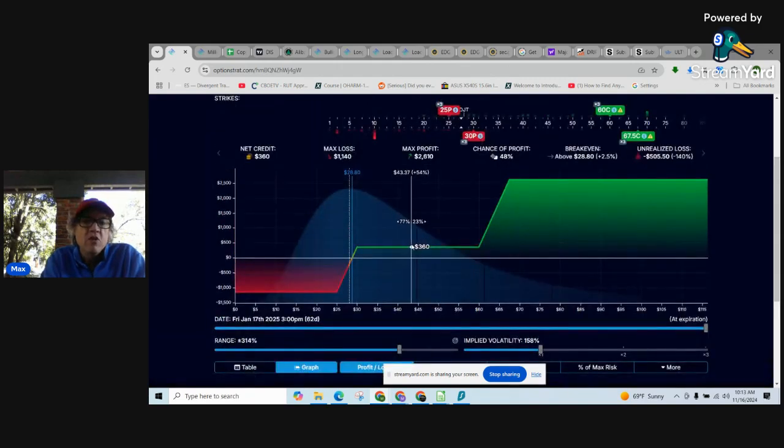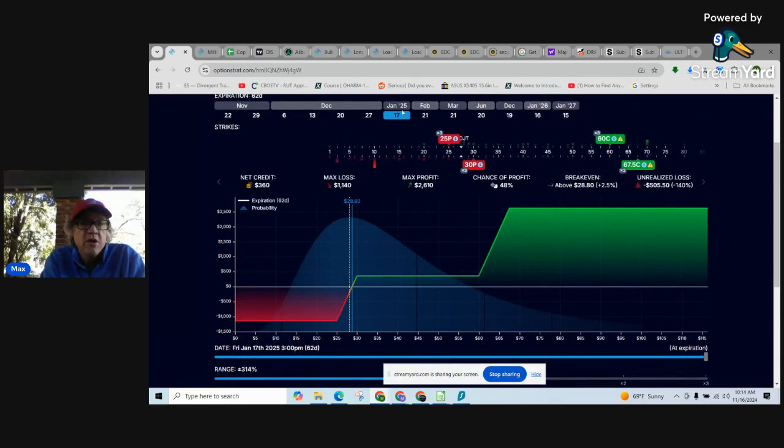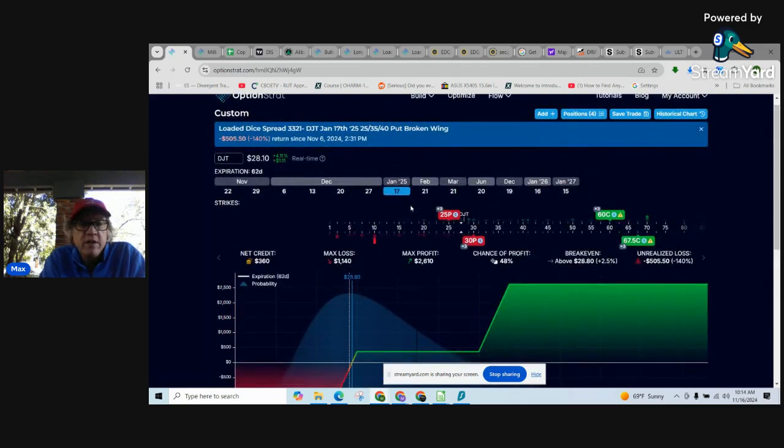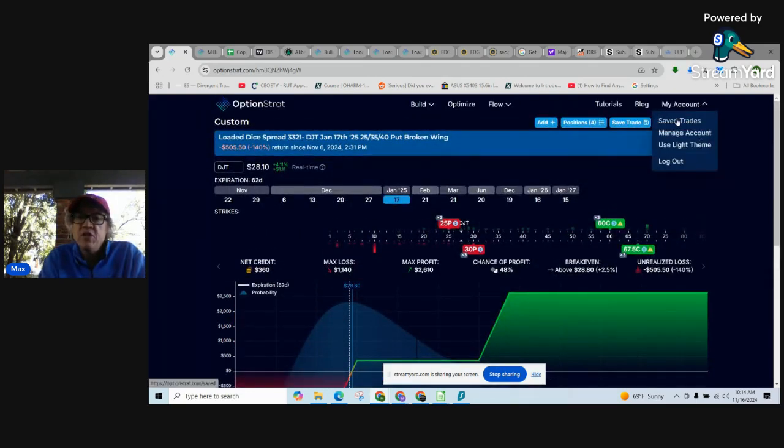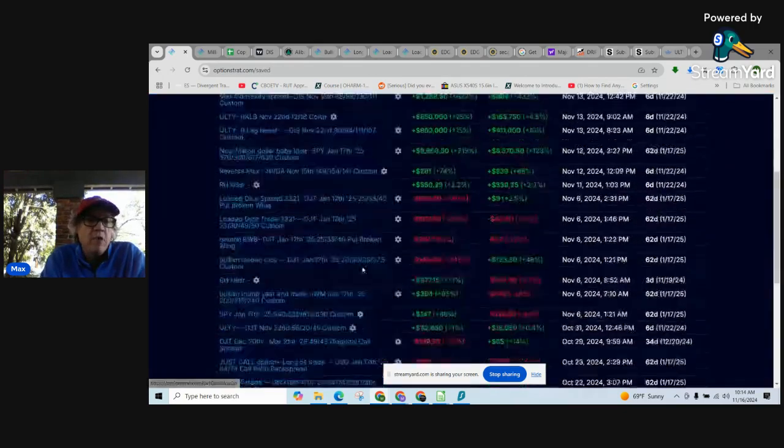But the main thing you're going for is that $360 credit on $1,100 risk. That's not bad. That's like 25%. It's for a quarter. It ties up your money for a quarter. So that comes to 100% a year? That's not bad. So that's a decent income trade. A guy could do a reverse version of this too if they were bearish on DJT. Okay, so that's an interesting trade.